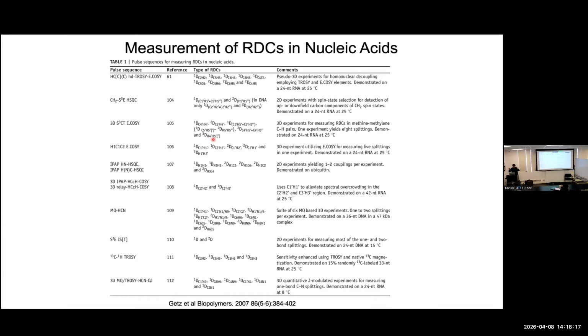But the idea is to measure the center of the peak. Does anyone know the other way of measuring a scalar coupling that has nothing to do with the position of the peak? You're not going to measure the frequency, yet somehow you can get the scalar coupling or the splitting value. Does anyone know how to do that?